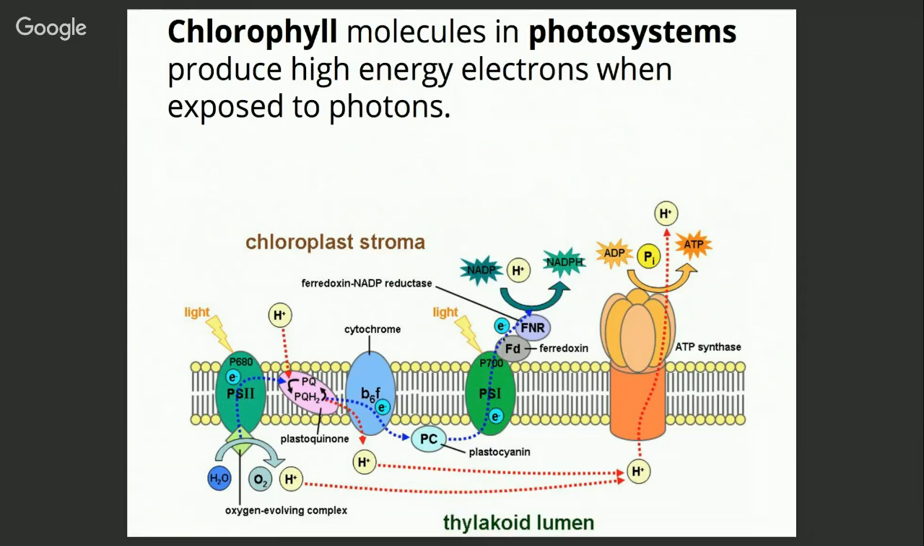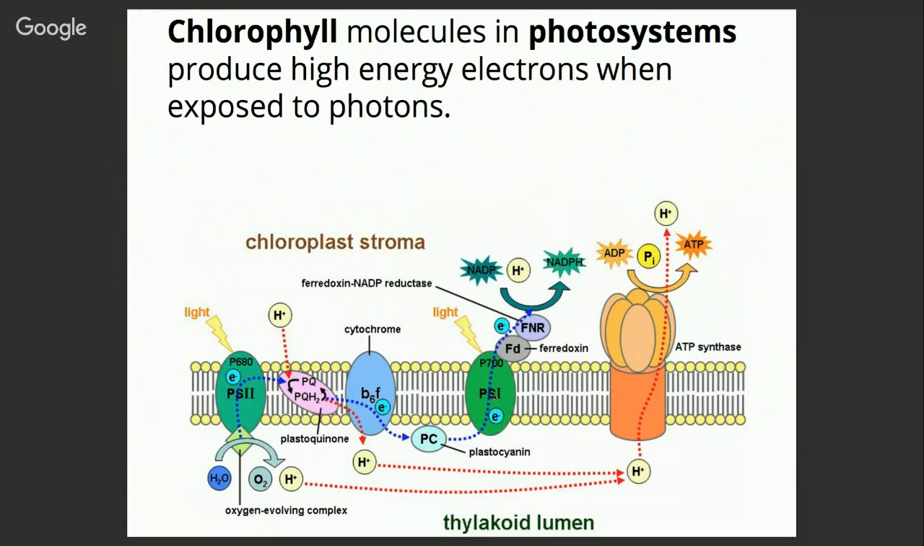Or it can be used by an enzyme called NADP reductase to take NADP and attach a proton to it in order to generate NADPH. The bottom line is at the end of this process, we'll have ATP and we'll have NADPH, and we can use those in the Calvin cycle.